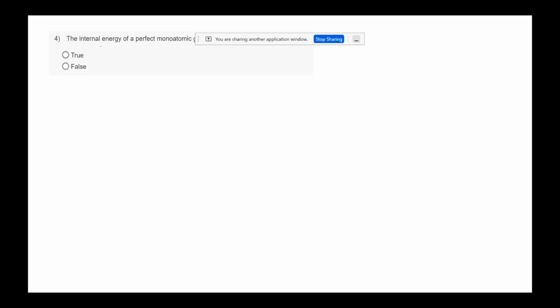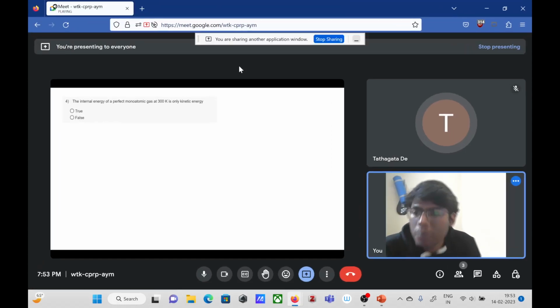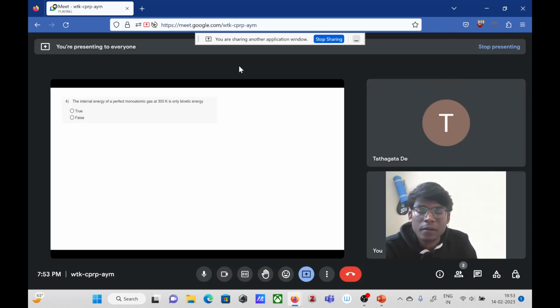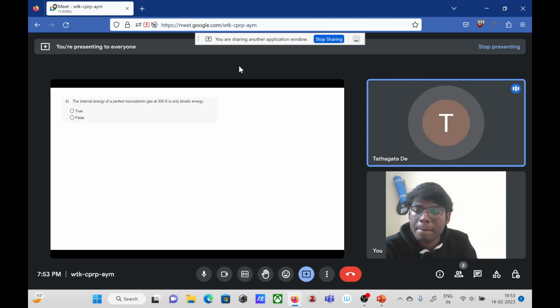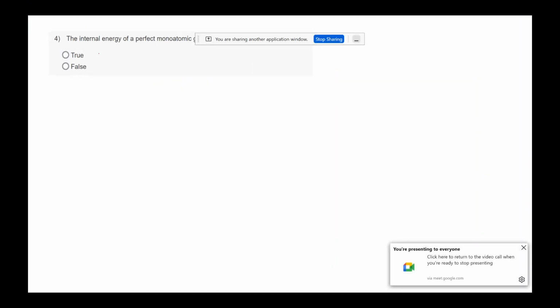Okay. Internal energy of a perfect monoatomic gas at 300 Kelvin is only kinetic energy. What is your point of view? Monoatomic gas means it only has translational degrees of freedom. So it is true. Yes, it is true. It's quite pedantic, but it's true.